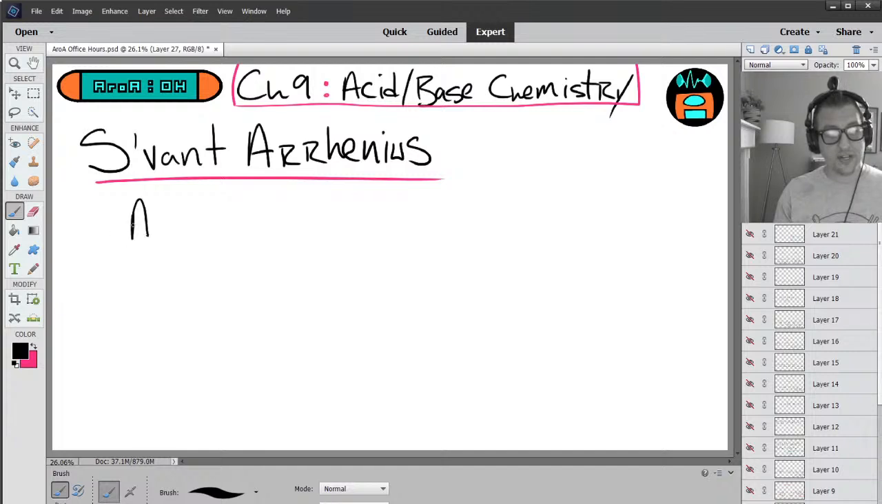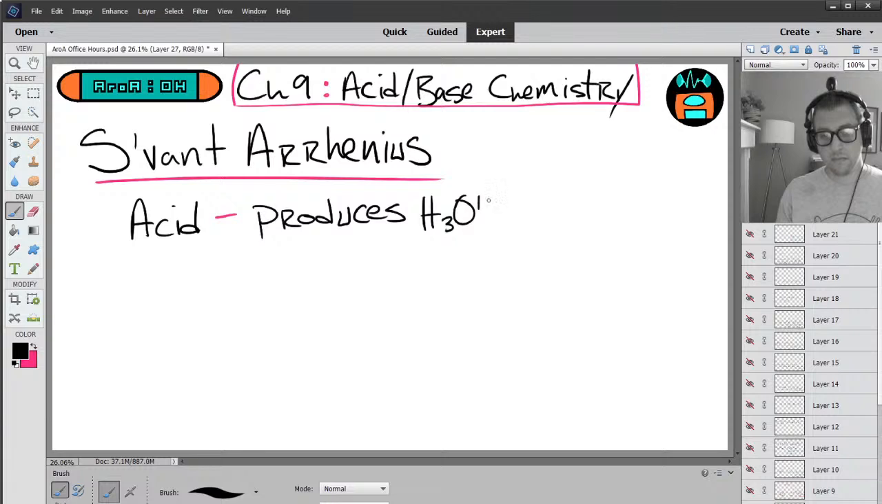He gave us a very fundamental definition of what an acid and a base is. The Arrhenius definition of an acid is this: an acid produces hydronium, which is a polyatomic ion, when dissolved in water.